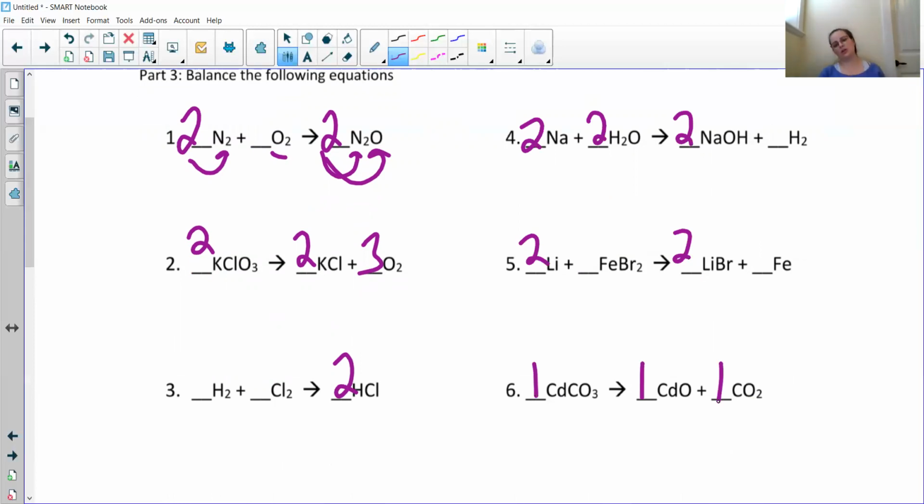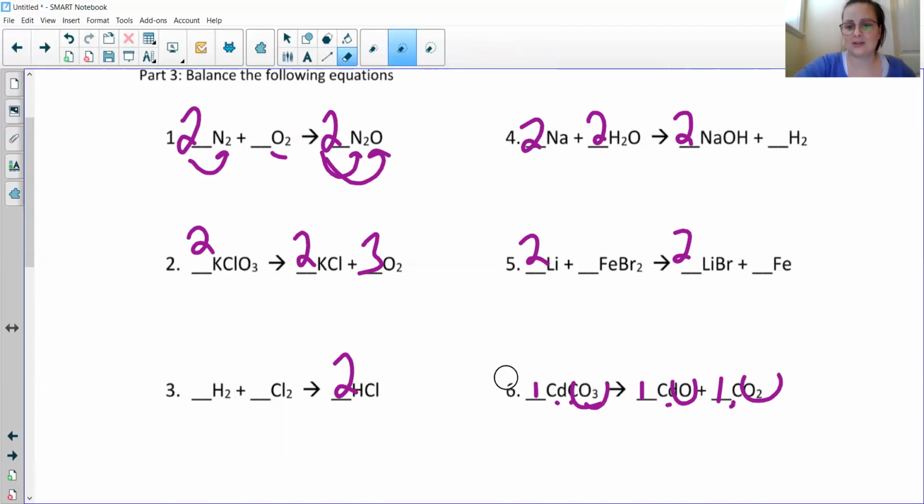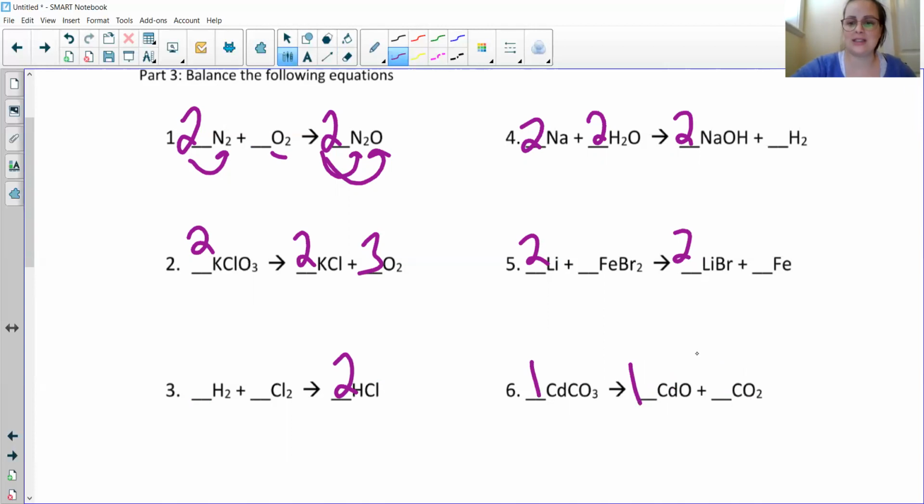Okay, so if you were to go through this, you can pause it here and see how you did. But if you were to go through this, you would be balancing. And for number 6, you go through and say, okay, well, there's 1 Cd, 1 Cd, 1 carbon, 1 carbon, and there's 3 oxygens, and 1 plus 2, which is 3 oxygens on the product side. It's already balanced, so you don't actually have to write anything. Now, if this was a test in class, you would just put the ones in, or you would write down already balanced.